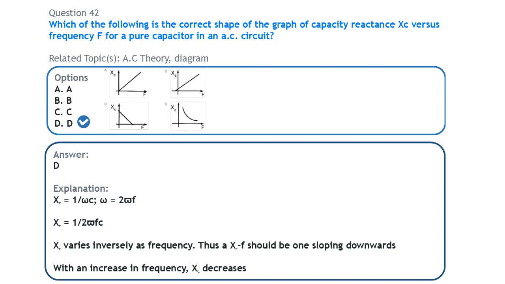Alright, so from here we see that X sub C is inversely proportional to what? To the frequency. It varies inversely as the frequency. What that means is that as this increases, the value of the frequency decreases. And so with this graph here, you have a downward slope from left to right, which indicates inverse proportionality. So this correctly represents the shape of the graph of capacitive reactance against frequency.